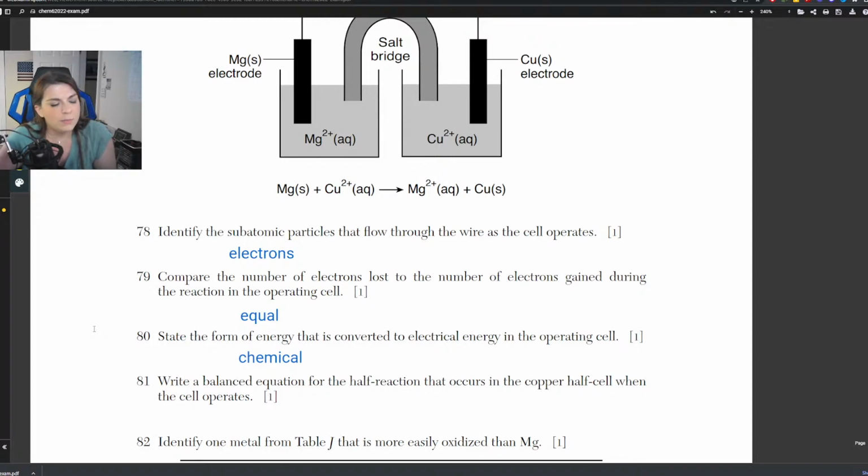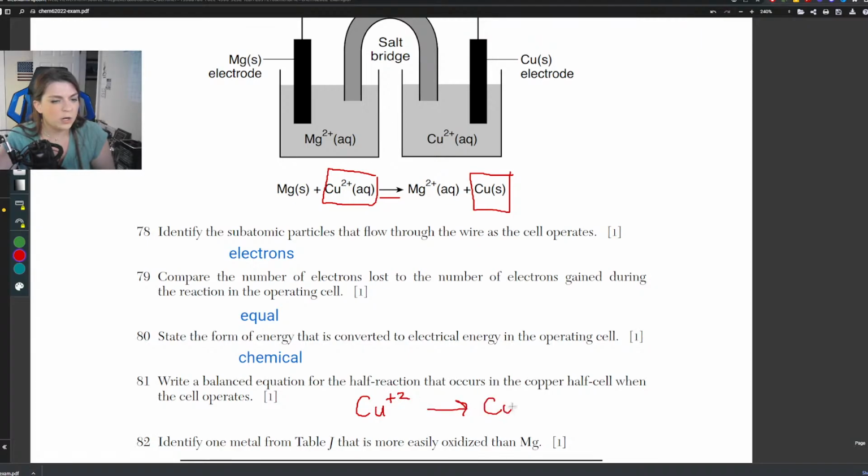Okay, now we're going to be annoyed. Write a balanced equation for the half reaction that occurs in the copper half cell when the cell operates. This one's not so bad because it's giving you like 90% of the half reaction here. We're starting out with this copper and it's turning into this version of copper. And then all we have to do is balance it. So we have copper with a +2 turning into a copper with no charge. And no charge means it's a 0. It's a copper atom. If it's an atom, it has no charge.